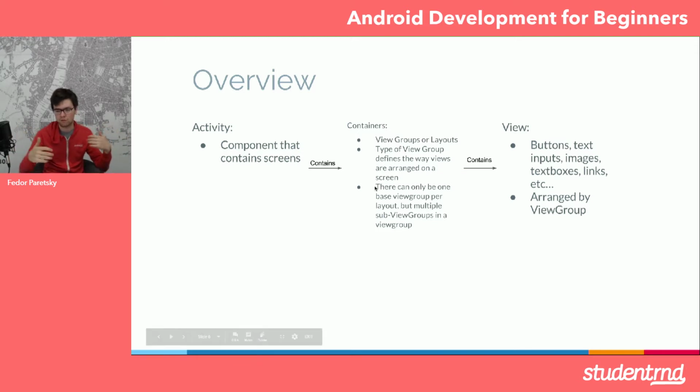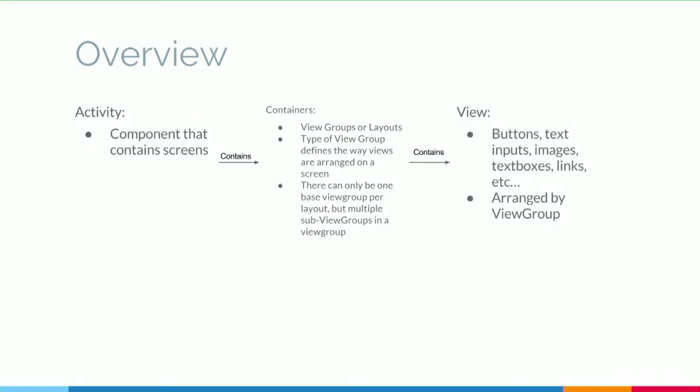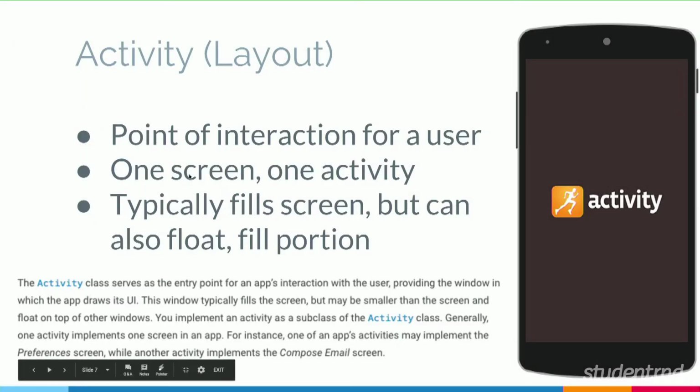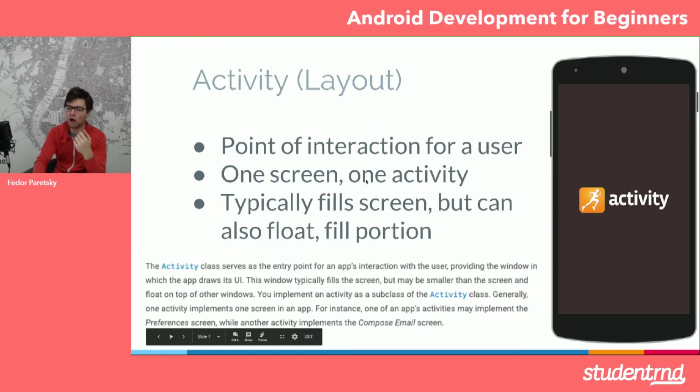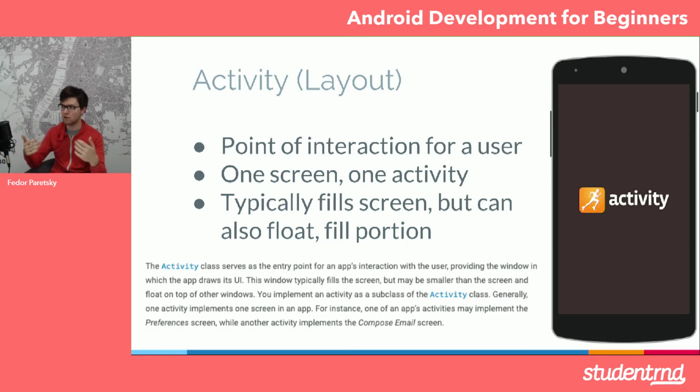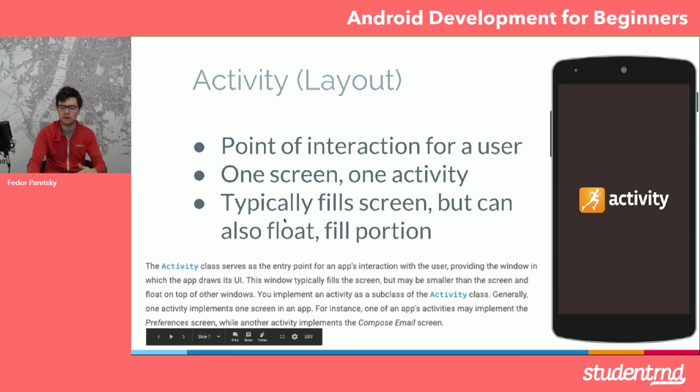Different types of view groups arrange views differently by default. So there's a couple different view groups that you can use. Like I said earlier, activities are just the point of interaction for a user. One screen is always one activity, just because Android is designed that way, you can't do something else. And it typically fills the whole screen, but it can also float, it can fill a partition. So if you see something like a dialog box that pops up, that can be a view of its own. But it's basically one point of interaction with a user.